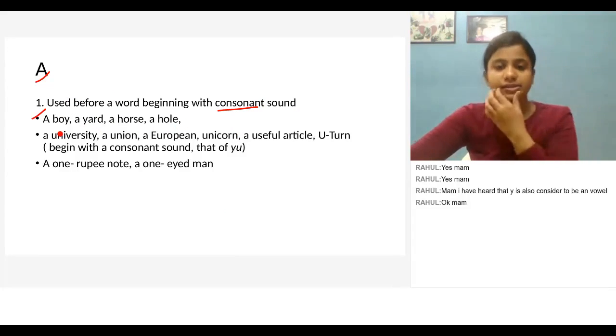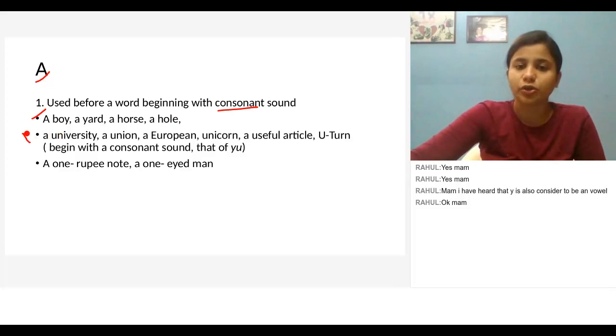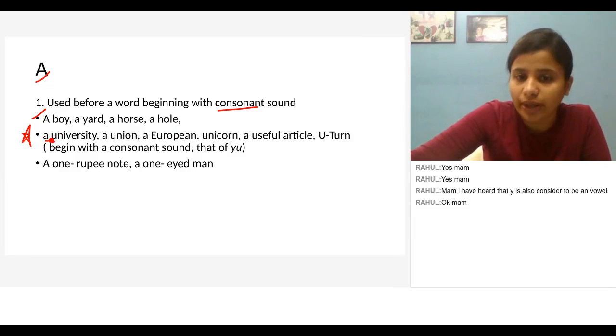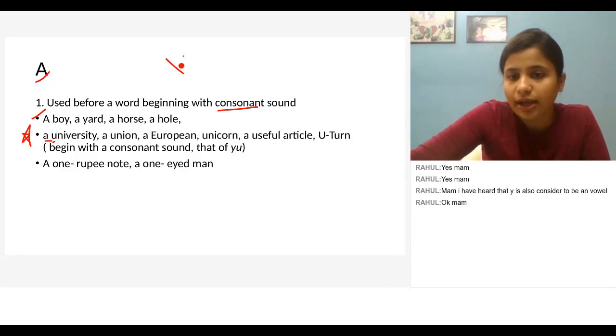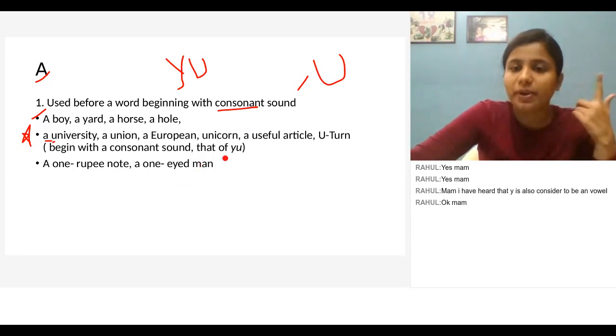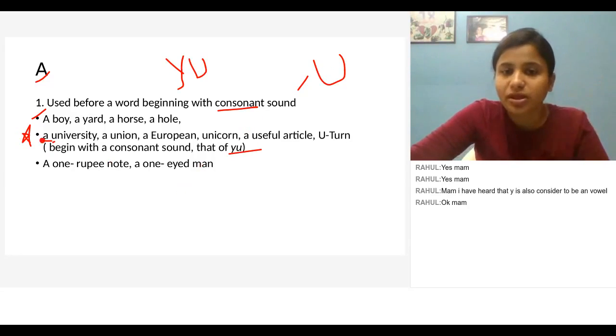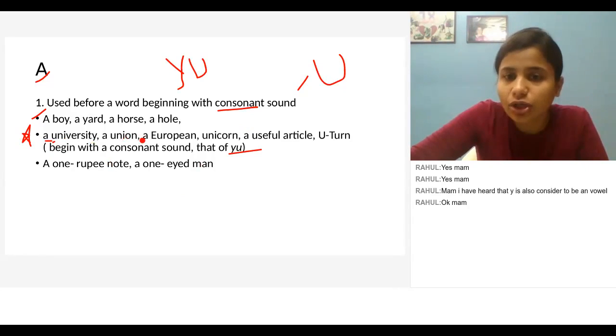Now if you see this word university or union, it is beginning with a vowel which is U, but this U starts with the sound "yu". It doesn't have anything to do with the vowel sound of U. If you think about the pronunciation, it's "yu". So a university, a union, a European or a unicorn will always have a before that. These are peculiar examples that I will have to remember.